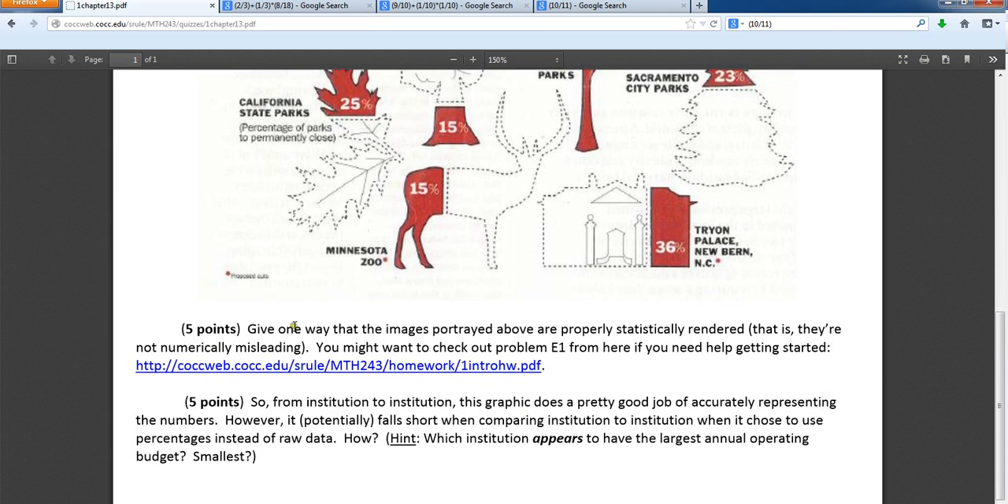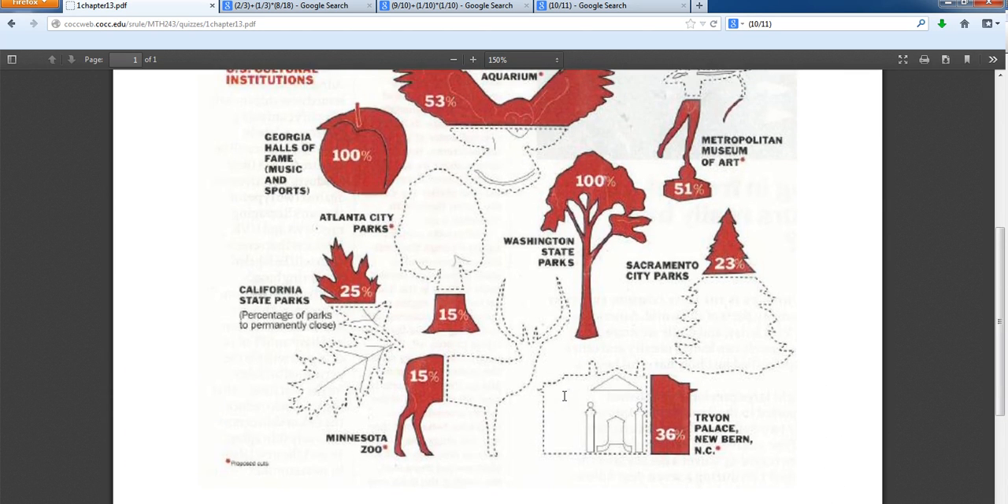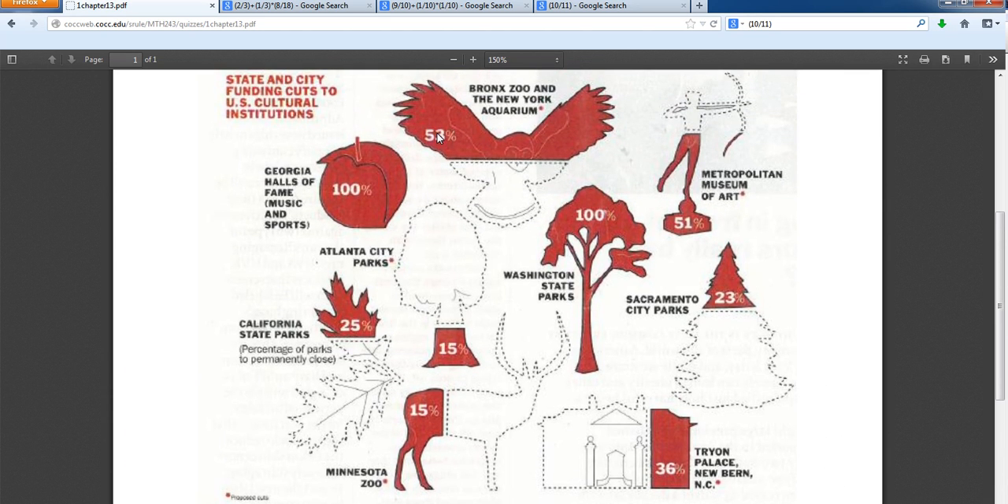So, 5 points. Give one way the images portrayed are properly statistically rendered. I like that because if you look at the percentages they show, and I haven't calculated these mathematically, I'm eyeballing them, the percentages show the proper amount of red in the graphic. For example, that looks like a peach for Georgia. So 100% of that peach is shaded. 100% of this tree is shaded. This owl up here looks like roughly half, a little bit more, which would be 53% shaded.